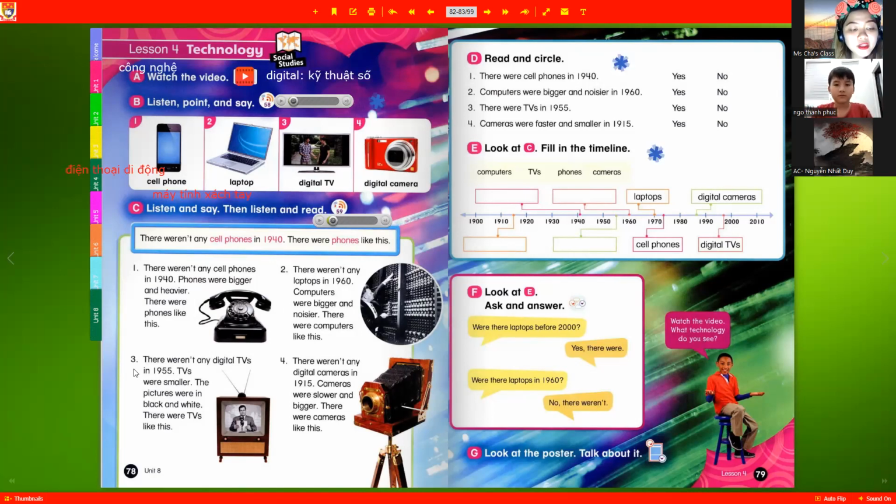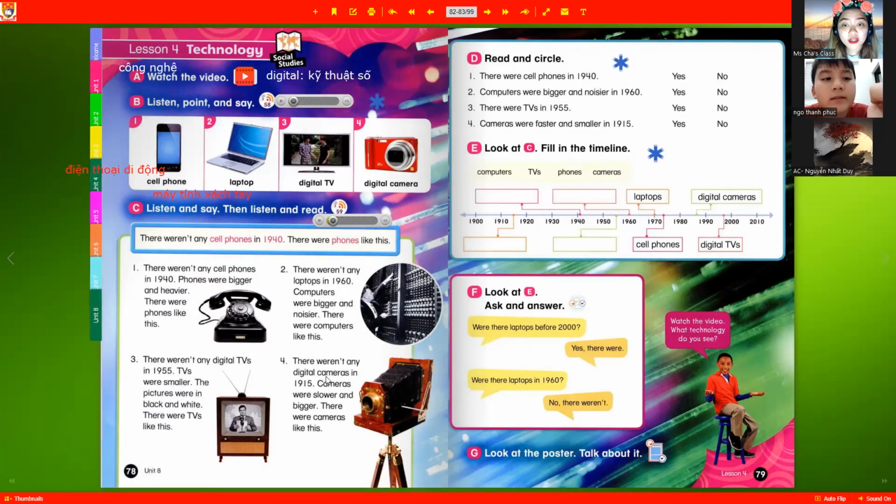All right. How about number 3? There weren't any digital TVs in 1955. TVs were smaller. The pictures were in black and white. There were TVs like this. There weren't any digital TVs in 1955. TVs were smaller. The pictures were in black and white. There were TVs like this.